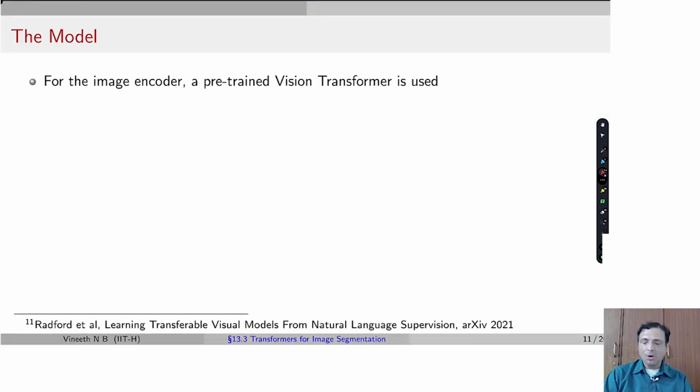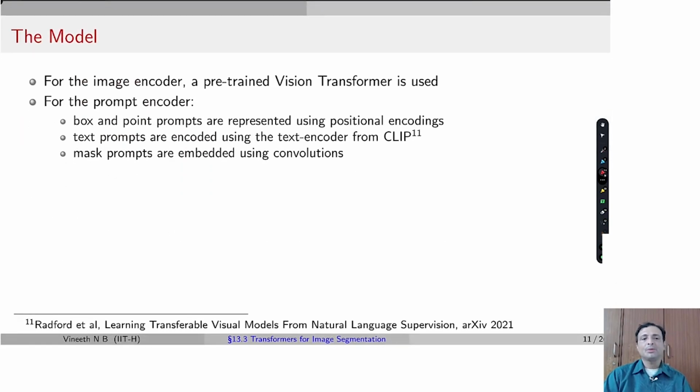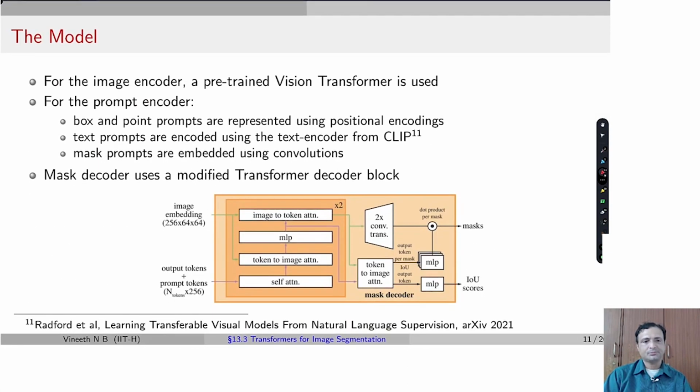Now, what about specific components of the model? For the image encoder, they use a standard pre-trained vision transformer. For the prompt encoder, for box and point prompts, they are represented using positional encodings because they correspond to positions inside the image. Text prompts are encoded using a text encoder from a method called CLIP. We will see CLIP in the next module of lectures. And mask prompts are embedded using convolutions, as we saw on the previous slide.